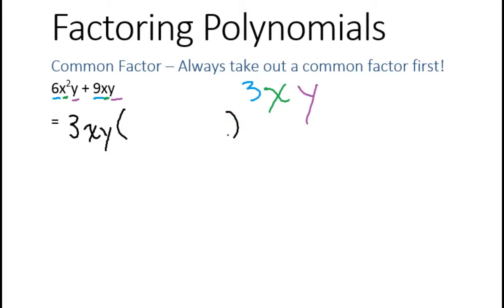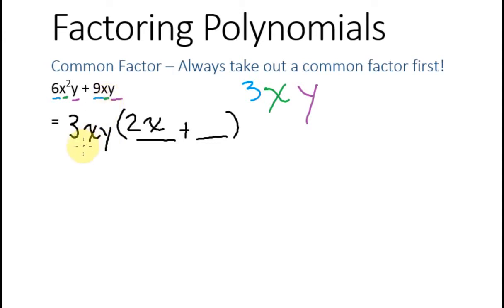Now what's left? Whenever I try to figure out what's next, I think, what do I have to multiply 3xy by to get what I had on the line above? So what do I have to multiply 3xy by to get 6x squared y? I have to multiply 3 by 2. What do I have to multiply x by to get x squared? X. What do I have to multiply y by to get y? Well, 1. I don't really need to write that, do I?